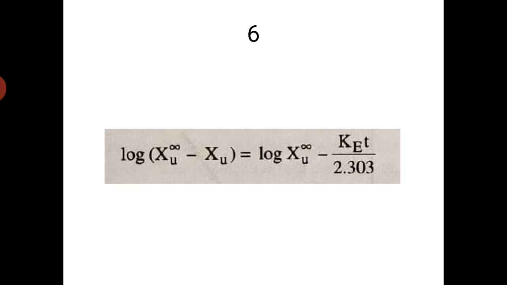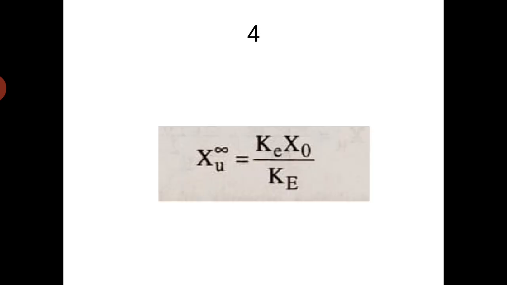You will get a straight line with the slope equal to minus Ke divided by 2.303 and a y-intercept equal to log Xu infinity. So this way we can determine the elimination rate constant Ke from the graph by the sigma minus method for an IV bolus administration. Let us see once again.